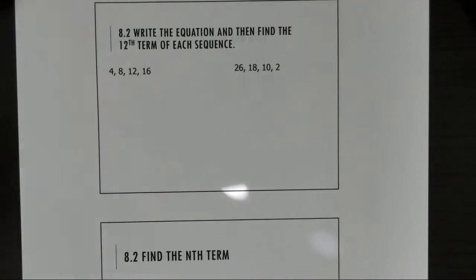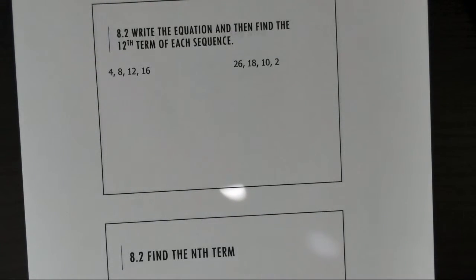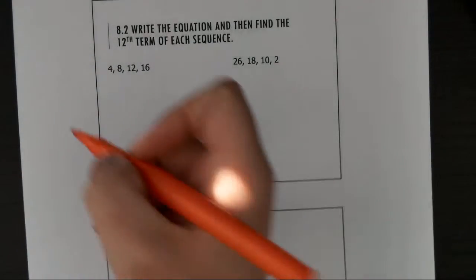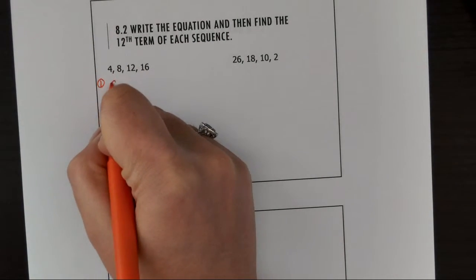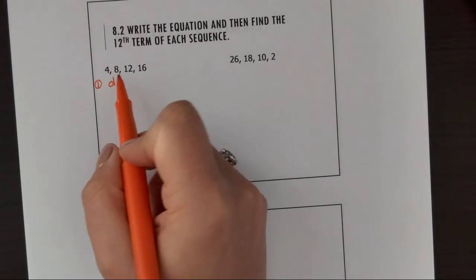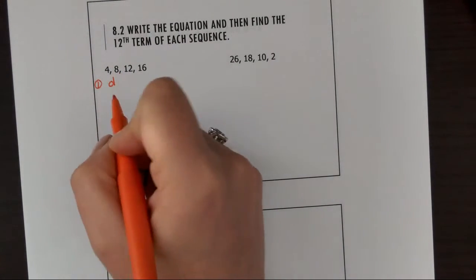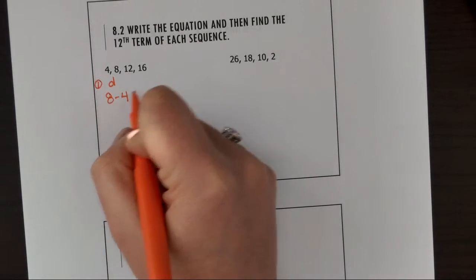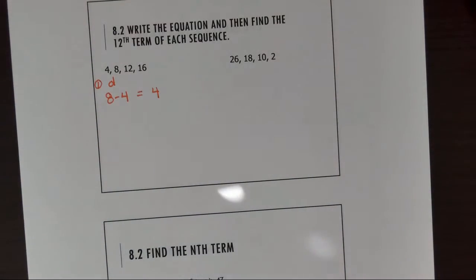Okay, so let's get some practice on writing the equation when we're given a sequence, and we're going to find what the 12th term of the sequence is after we find what the equation is. So the first thing that we need to do is find the common difference d. In order to do that, you take one term and its previous term and subtract, and the common difference is 4.